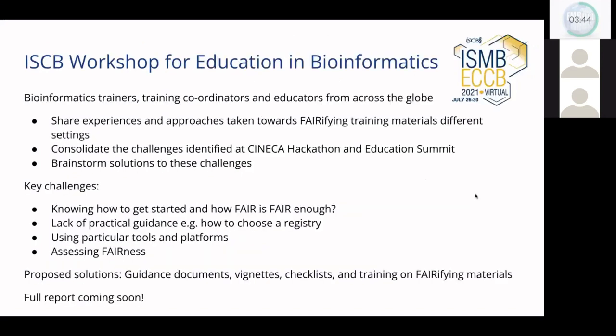At the workshop for education in bioinformatics at the ISCB, we again brought together trainers, training coordinators, and educators from across the globe. And we really wanted to use this event to consolidate those challenges that were identified at the Seneca Hackathon and the Education Summit, and to brainstorm solutions to these challenges, but also provide a platform for people to share their own experiences.